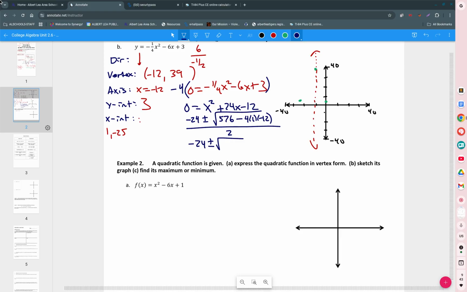Everybody agree? So I got 576 plus 48. So what is that going to be? What do we got? 624? 624. Divided by 2. Is it possible that the square root of 624 reduces? It is. Anybody know a perfect square that divides evenly into 624?